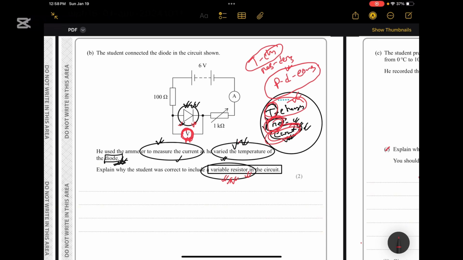In short, the variable resistor right here is there to control the current and prevent change in resistance due to the change in temperature from altering the voltage across the diode. Okay, so I have made you understand. Now we will write the 2 points. Why are we using the variable resistor? To ensure the potential difference across the diode is constant.